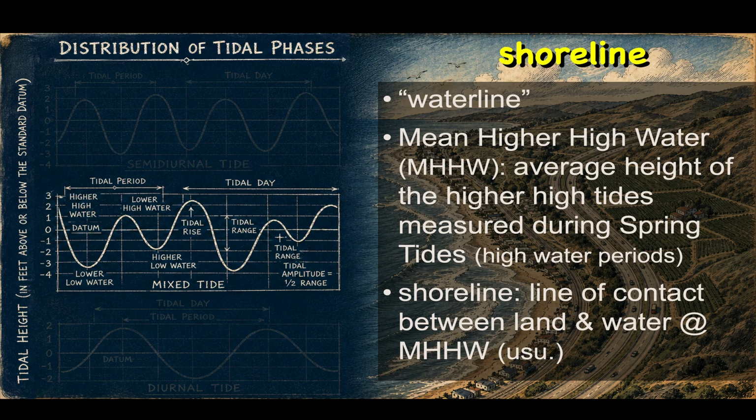The one in the middle is what we have here in California and what most of the planet has most of the time. So we call these a mixed semidiurnal tide. It means that, yes, we have two high tides and two low tides each day, but of those high tides, one is a higher high tide and one's a lower high tide. And with the low tides of the day, there's going to be one that's a higher low tide and one that's a lower low tide.